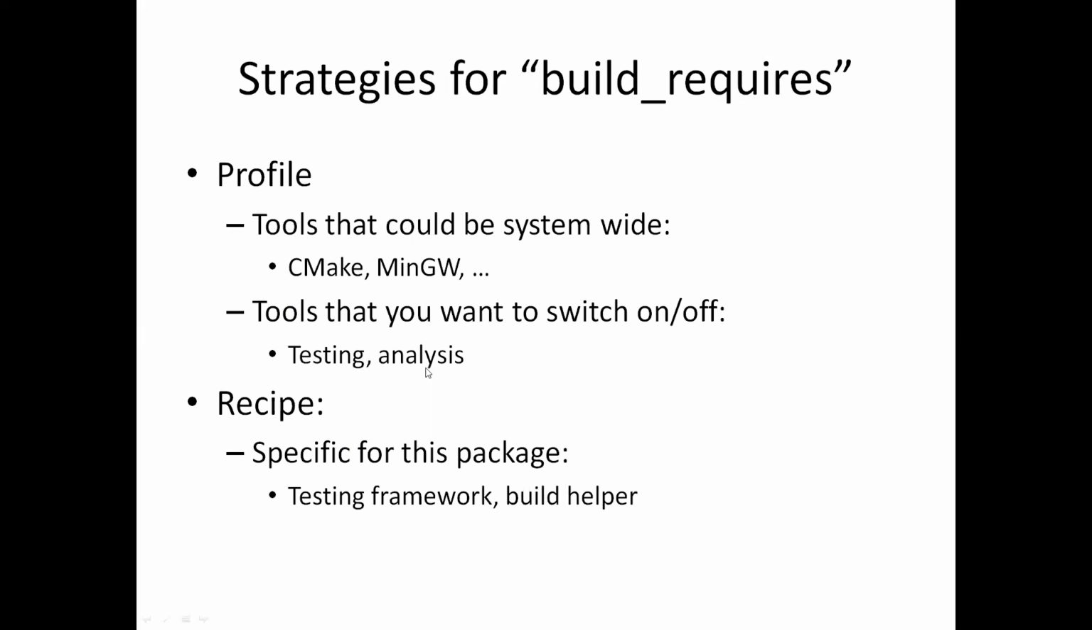And which build requirements will you add to a recipe? I would add to the recipe things that are very specific for that recipe, for that package. Like, for example, a testing framework that you are just using in this package, or a build helper, something you need to build, let's say, a code generator. You can add that in your build requirements for a recipe.